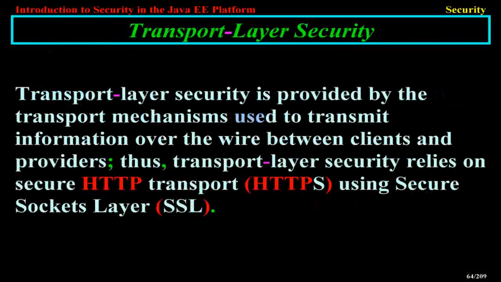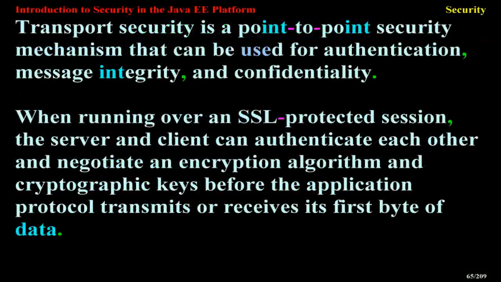Transport layer security. Transport layer security is provided by the transport mechanisms used to transmit information over the wire between clients and providers. Thus, transport layer security relies on secure HTTP transport, HTTPS, using Secure Sockets Layer, SSL. Transport security is a point-to-point security mechanism that can be used for authentication, message integrity, and confidentiality. When running over an SSL-protected session, the server and client can authenticate each other and negotiate an encryption algorithm and cryptographic keys before the application protocol transmits or receives its first byte of data.